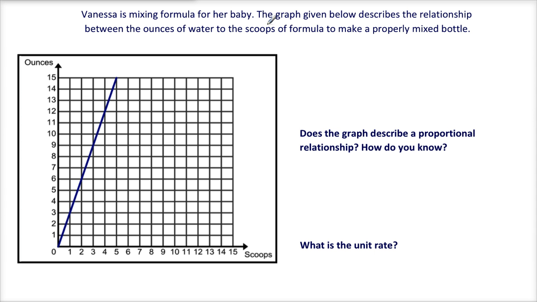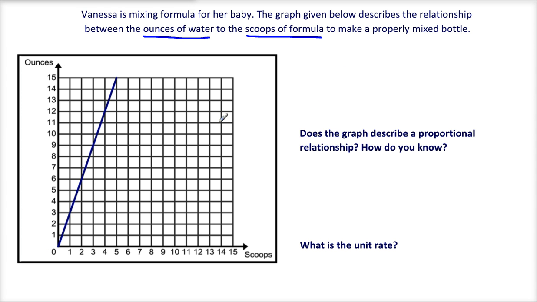It says the graph given below describes the relationship between the ounces of water to the scoops of formula to make a properly mixed bottle. Okay, so we're comparing two different units, ounces of water to scoops of formula. And this graph right here represents this relationship. We have scoops along here and we have ounces going up the y-axis.